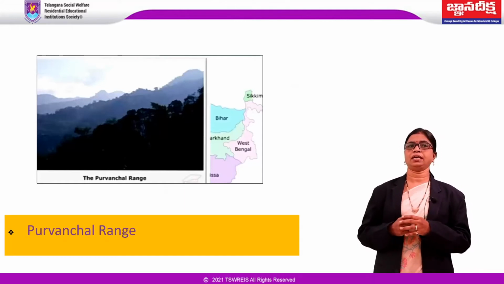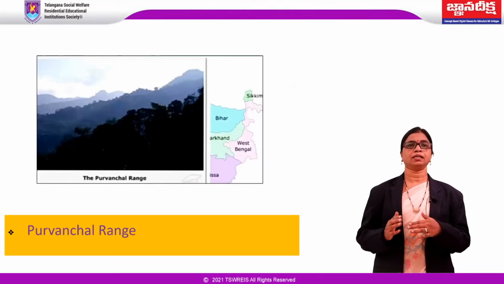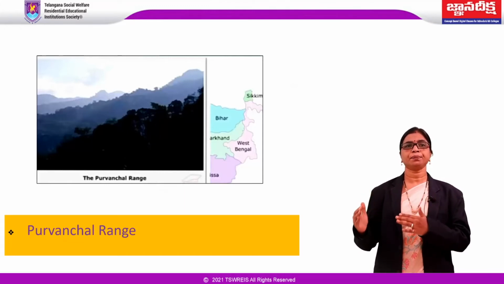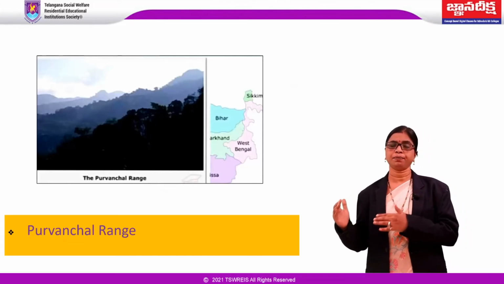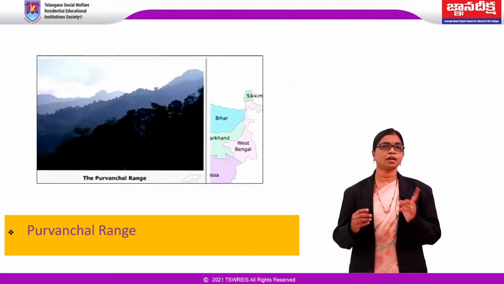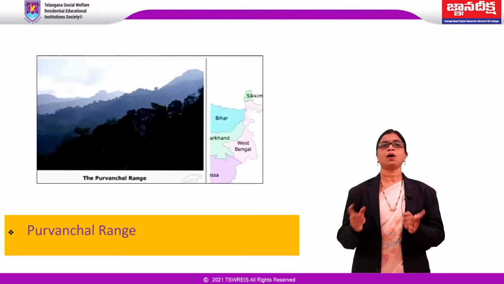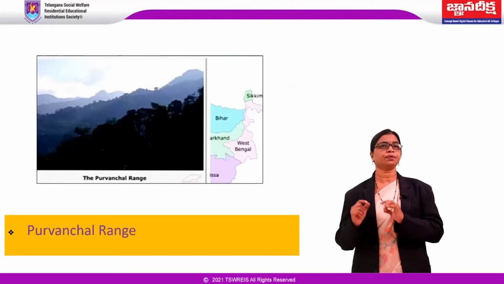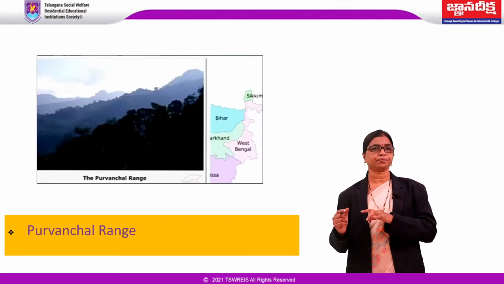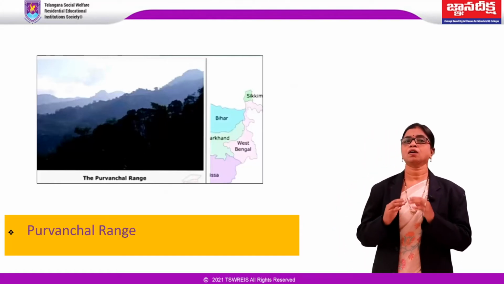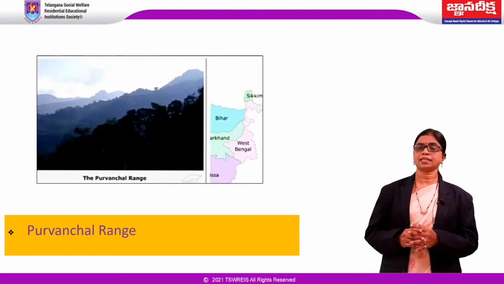Regionally, the Purvanchal hills are known as the Patkai Hills, the Naga Hills, Manipur Hills, and the Khasi and Mizo Hills. They cover the states of Arunachal Pradesh, Assam, Manipur, Tripura and Nagaland. The Purvanchal hills are composed of sedimentary sandstone.